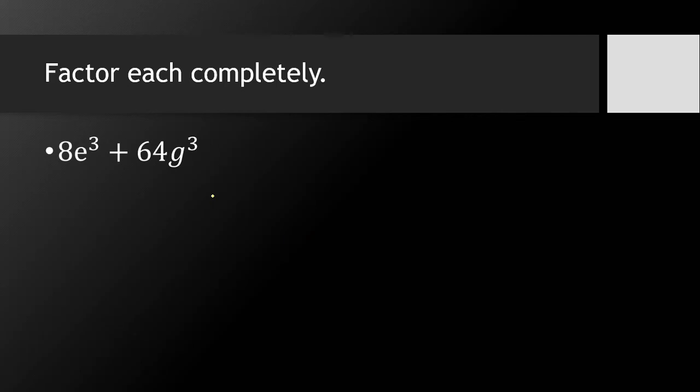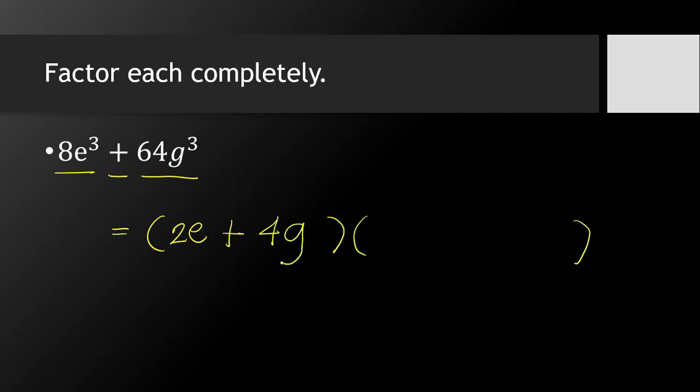And for the last example, we have 8e cubed plus 64g cubed. Get the cube root of 8e cubed, that is 2e. Affix the sign, that is plus sign. Get the cube root of 64g cubed, that is 4g.